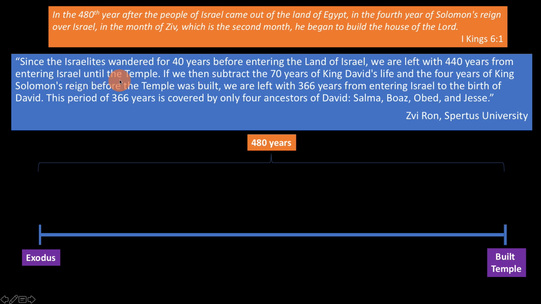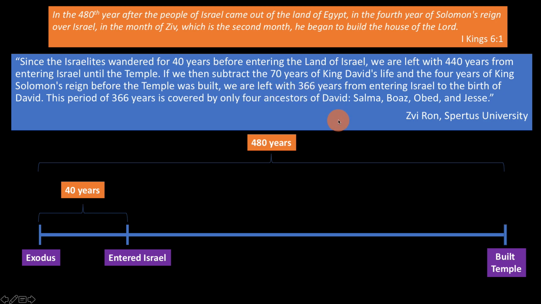So let's stop there. Ron is telling us that Israel wandered for 40 years before entering Canaan. So therefore, we can put the entering of Canaan as 40 years after the Exodus. So this allows us to be a bit more specific. Ron continues, if we then subtract 70 years of King David's life and 4 years of King Solomon's reign before the temple was built, we are left with 366 years.